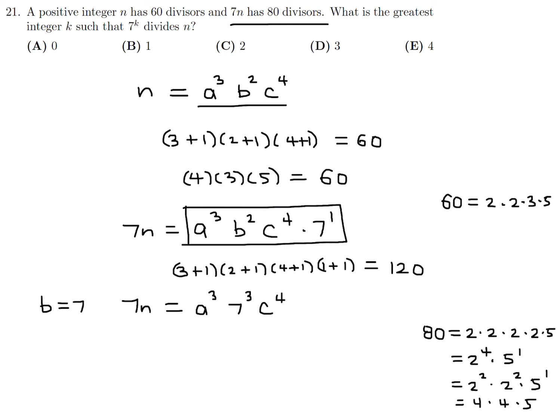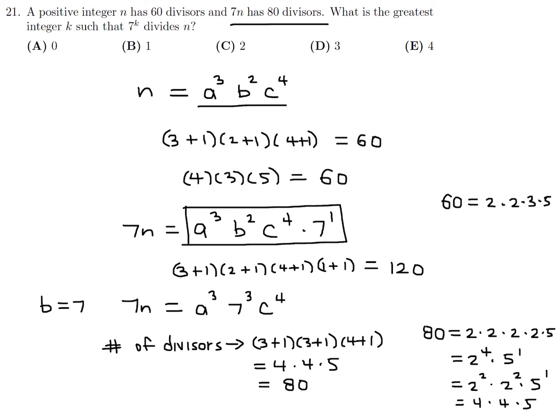Now how many prime factors? Well, obviously a, 7, and c are prime. But how many divisors do we have? Well, number of divisors: 3 plus 1, 3 plus 1, and 4 plus 1. So this is 4 times 4 times 5. 16 times 5, there you go, 80 divisors. So my 7n is of this form.